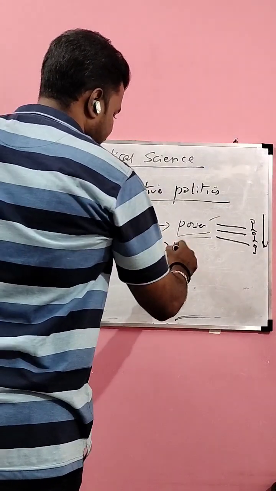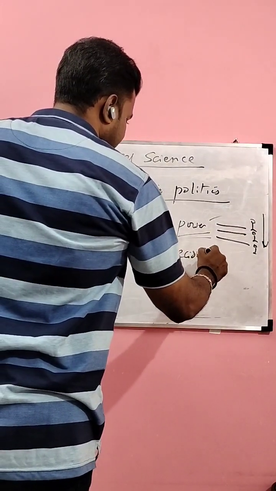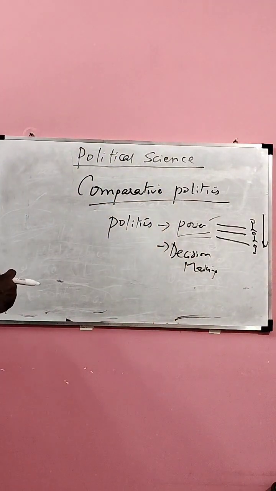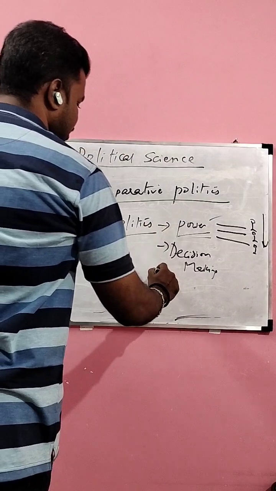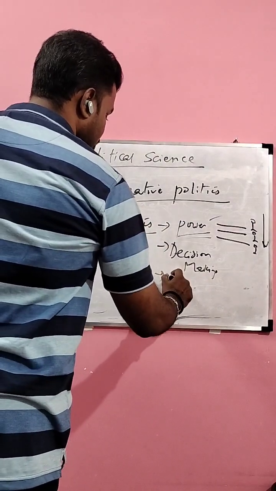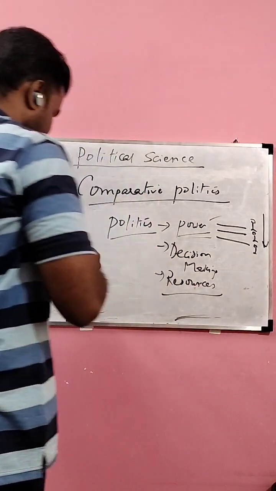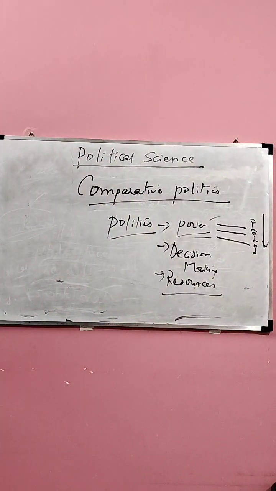Politics is also related to decision making. People take decisions. This is included under politics. Thirdly, politics is also related to distribution of resources. Okay. So these aspects are included under politics. Comparative politics studies politics. Now, within politics, what is being compared?